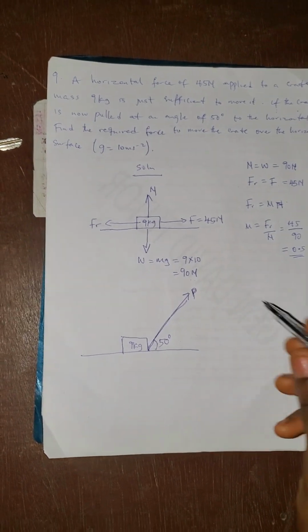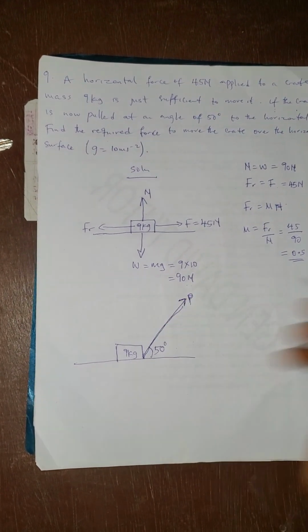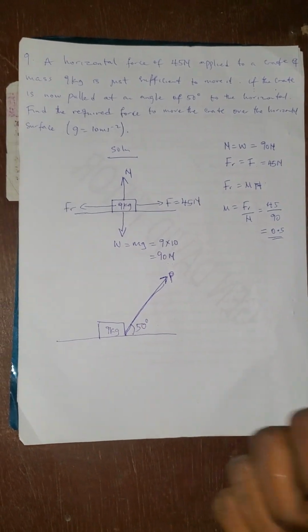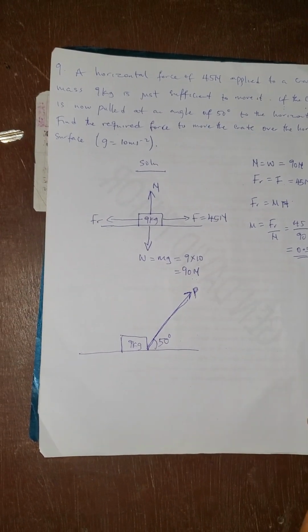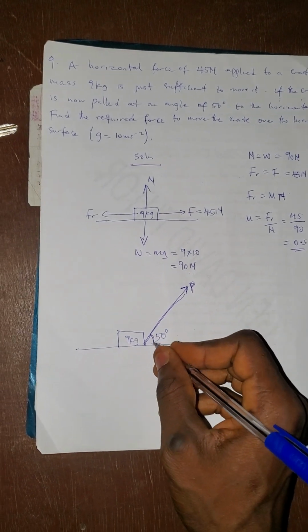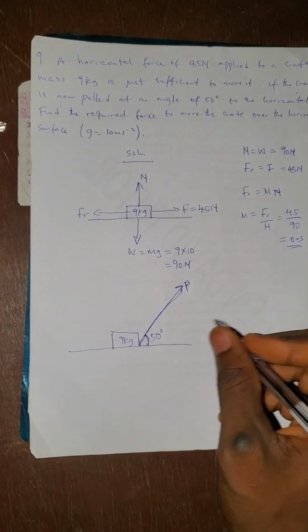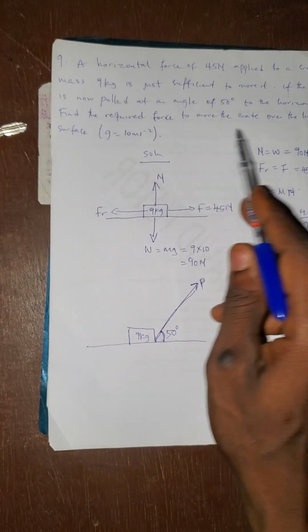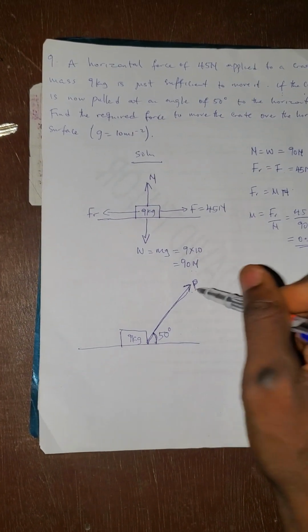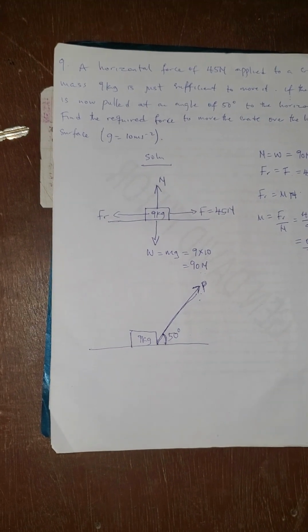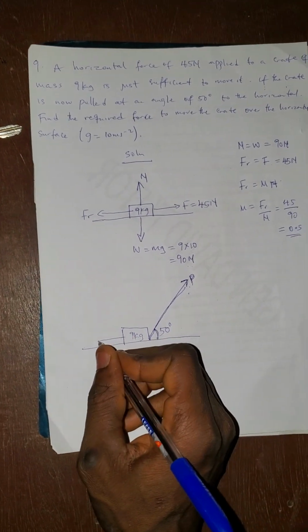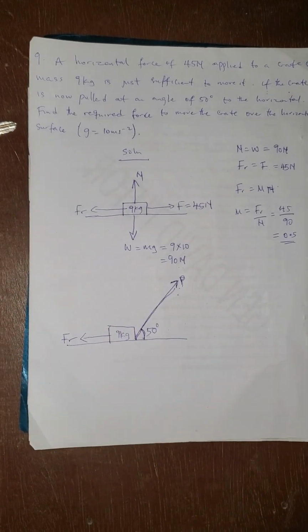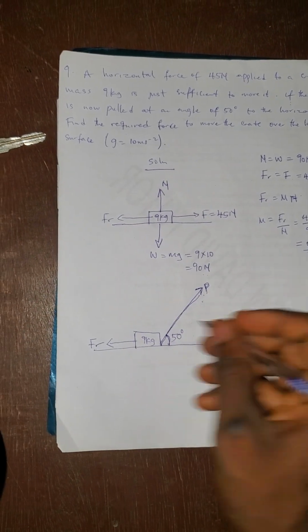And don't forget, this is a pull. Let's say they drag it. Now this pull has an angle of 45 degrees to the horizontal. Find the required force, and that's P. The required force we want to find is P. But don't forget, there will be a frictional force that will oppose this motion. Because it is pulled like this, the frictional force will oppose.